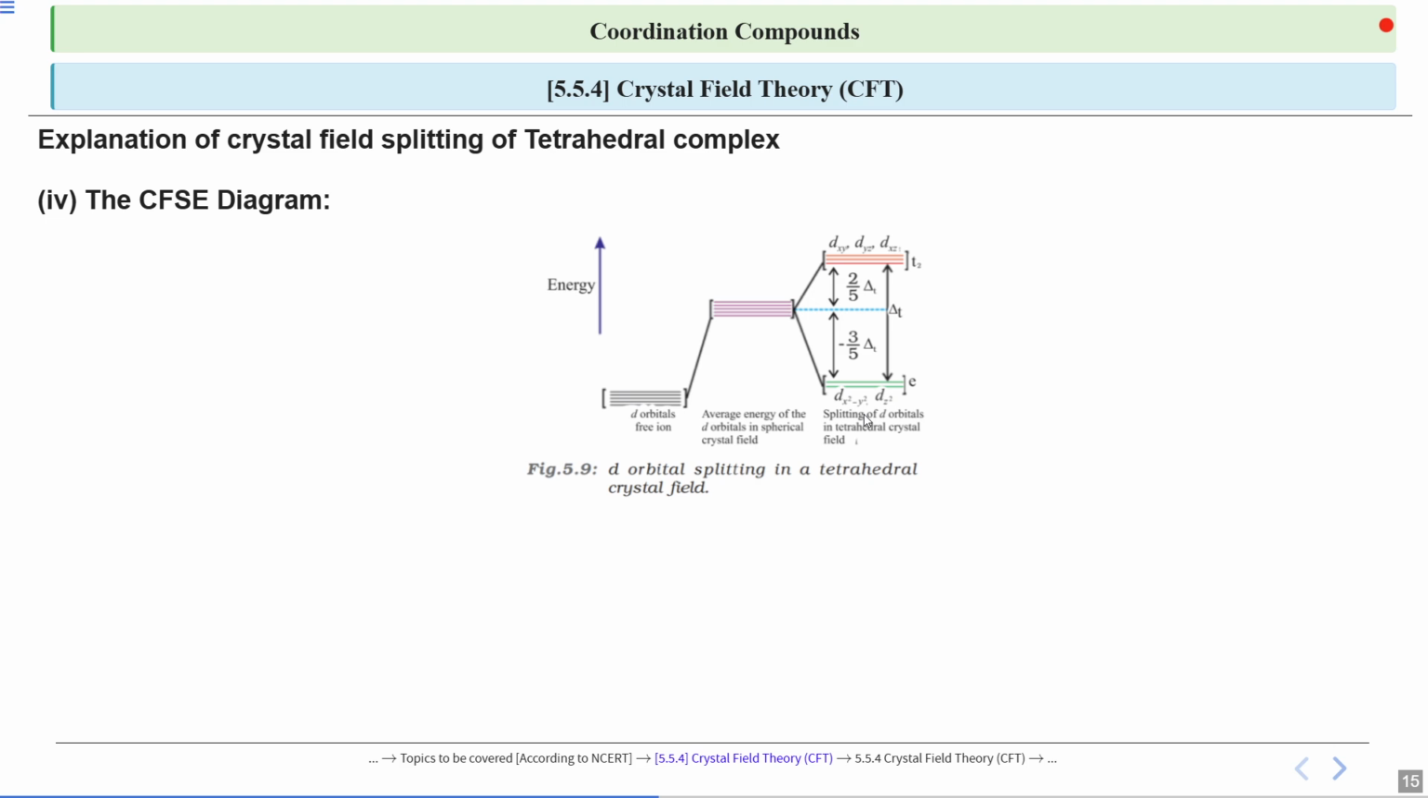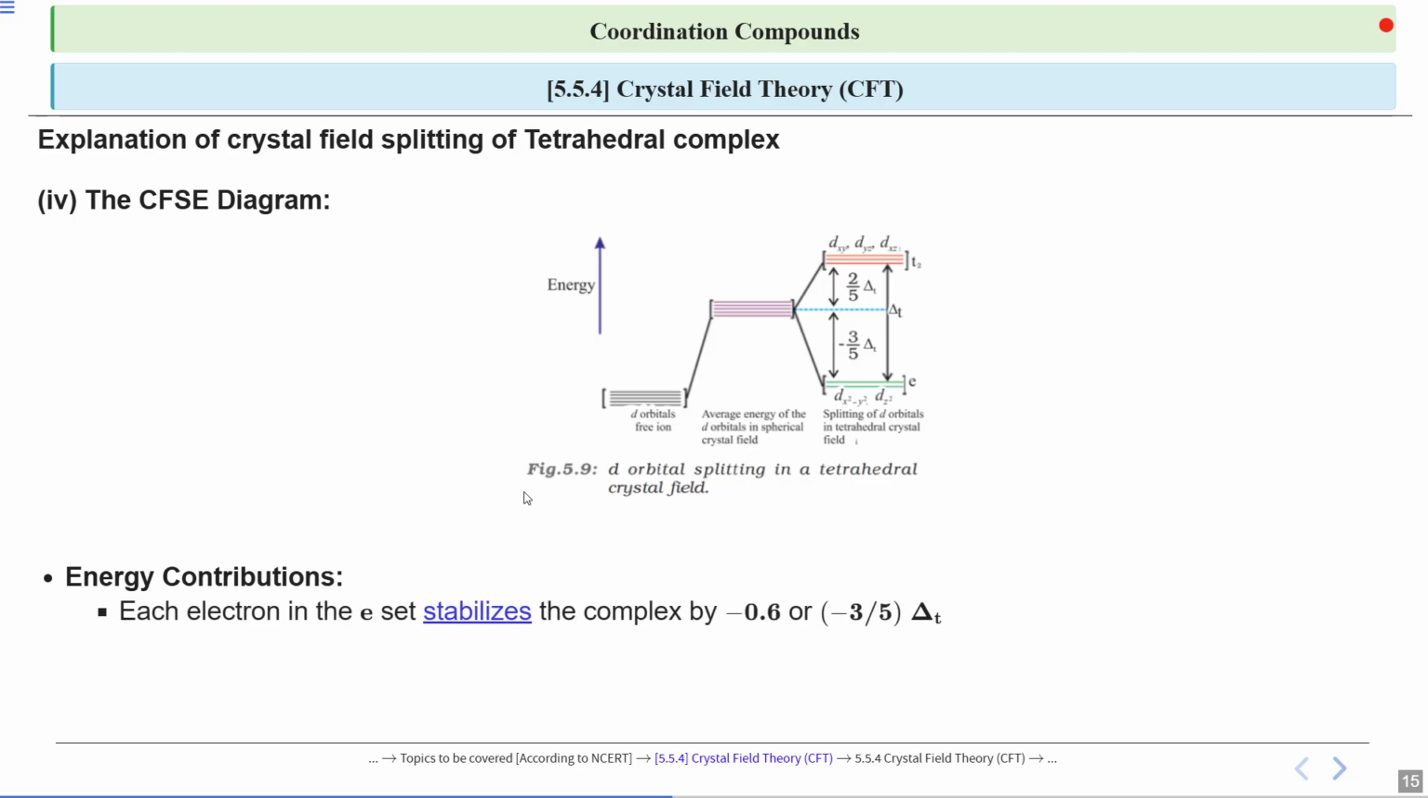So this is the diagram we were explaining, and if you want to see the energy contributions from the two sets: each electron in the E set stabilizes the complex by minus 0.6, or minus 3 by 5 delta T, energy. Each electron filled in the E set stabilizes the complex by this much energy. We use stabilize because the energy is lower for the electrons, so the complex will be stable.